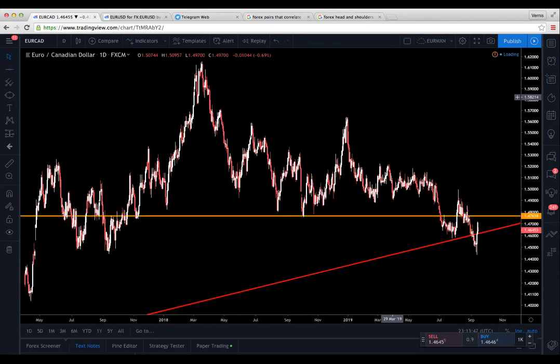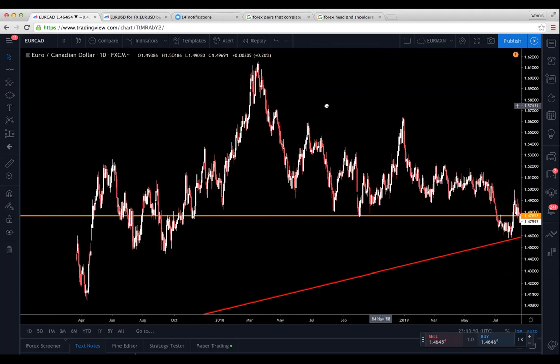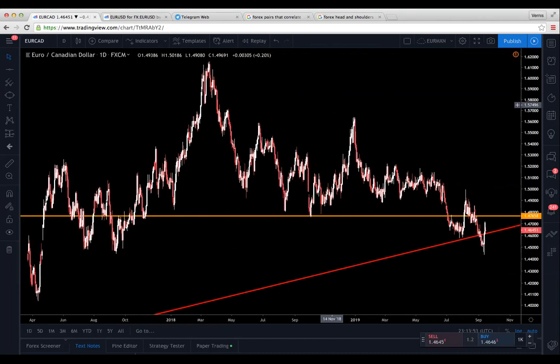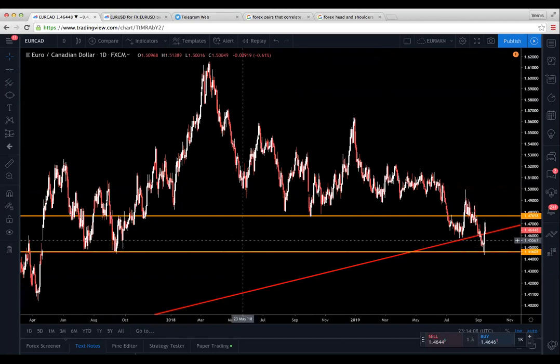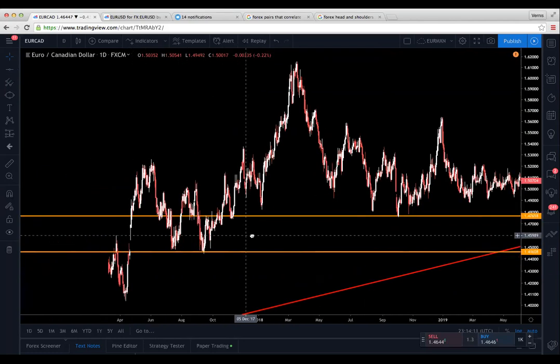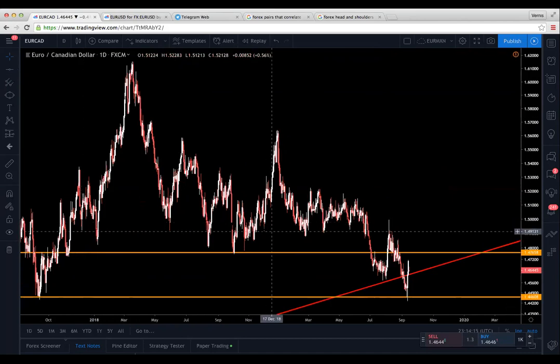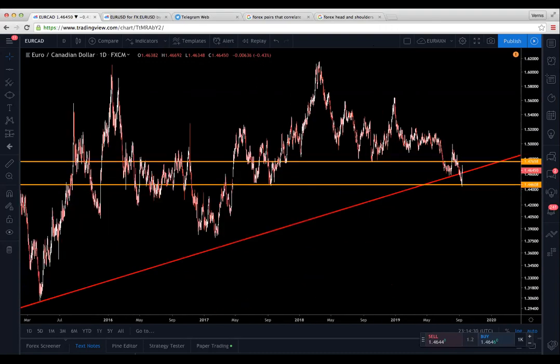There's a strong area of resistance right there. Right there. Powerful, powerful, powerful. Let's take a look at it. The blue line.